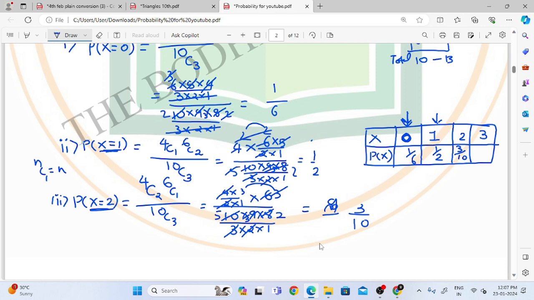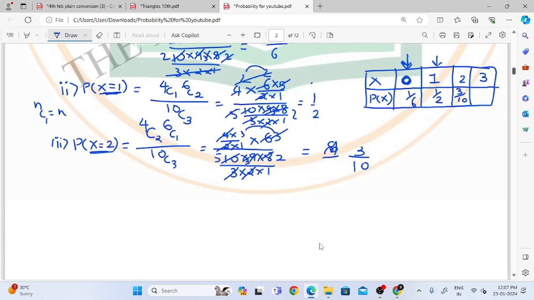Okay. Now the fourth case, P of x is equal to 3. That means we have to select all the 3 balls white. Okay, total 3 we have to select. Out of 3, all the 3 are white. That means we have to choose from, out of 4 total white are there. So 4C3 divided by 10C3. All the 3 balls we have taken white.